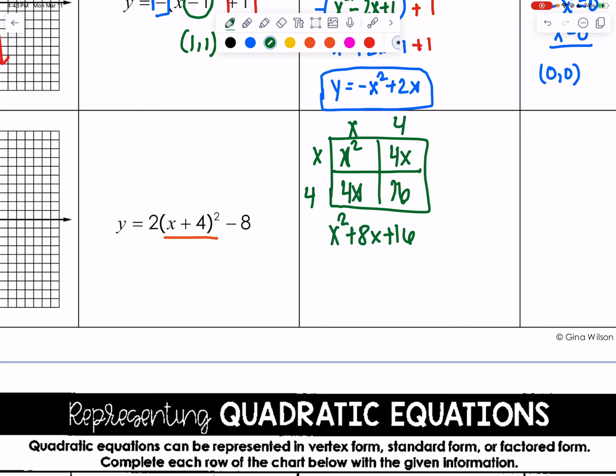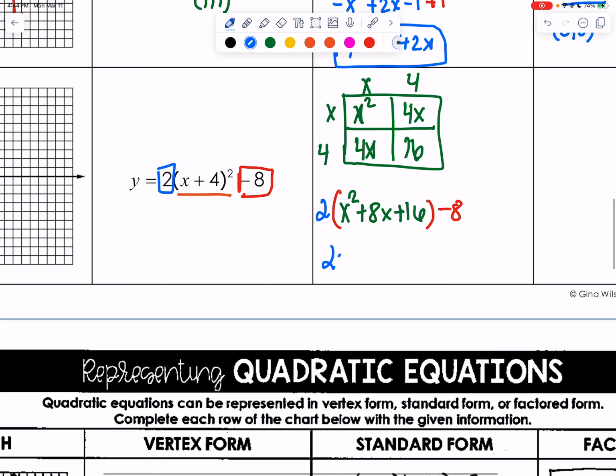So if I multiply x plus 4 and x plus 4, I get x squared plus 8x plus 16. Okay, now don't forget, I have this times 2, and I have this minus 8. So I need a minus 8, and I need a times 2. Make sure that you guys are using PEMDAS.